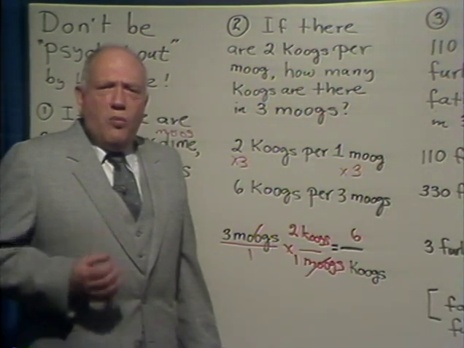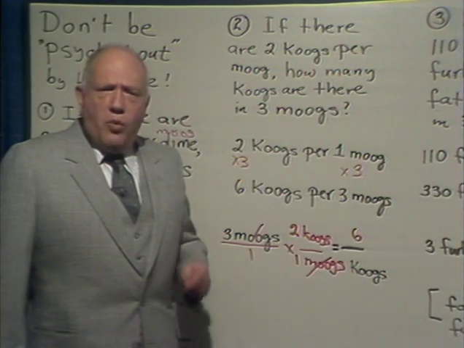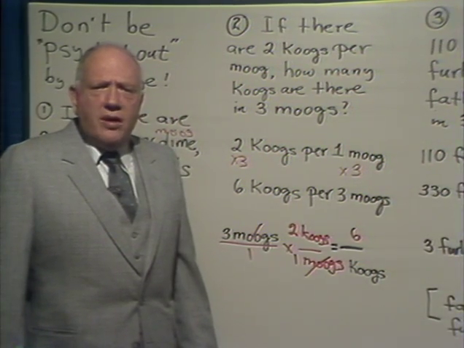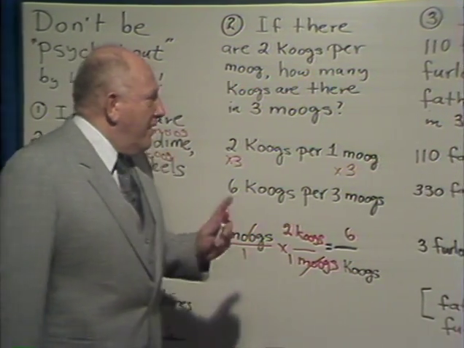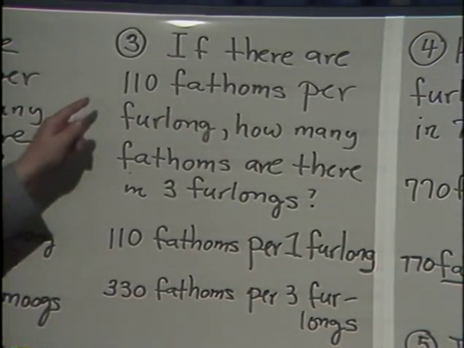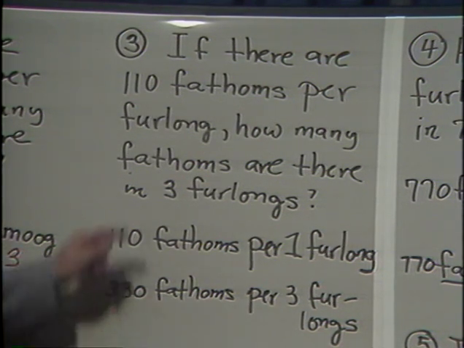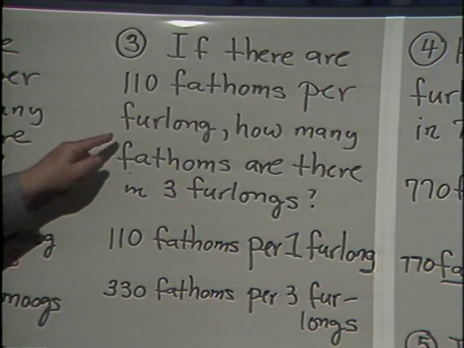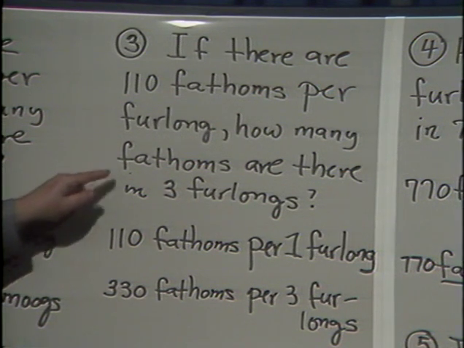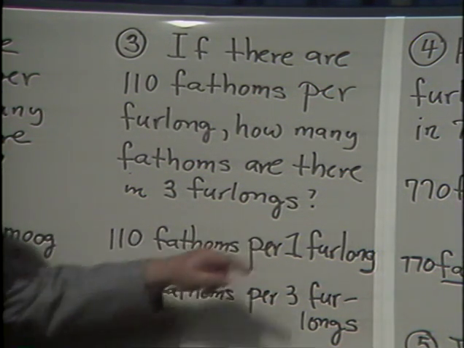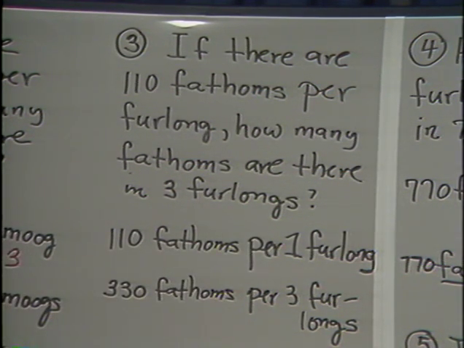Something that dumb. Well, let's pick some measurements that are well known, but maybe ones that you're not used to measuring in. Problem number 3 says, if there are 110 fathoms per furlong, how many fathoms are there in 3 furlongs? And you may say, well, how am I supposed to do this problem? I don't know what a fathom is, and I don't know what a furlong is. You don't have to. You see, it's a rate problem.